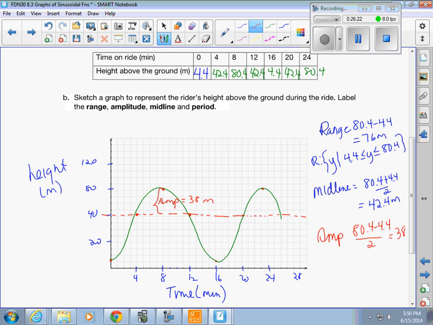And then the last one is your period, so the distance from maximum to next maximum, or the time, so 24 minus 8, which is 16 minutes. Okay, and that's all you need to know about periodic, or the graphs of periodic functions.